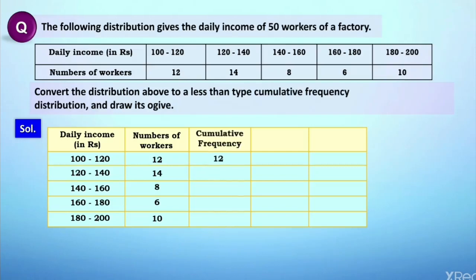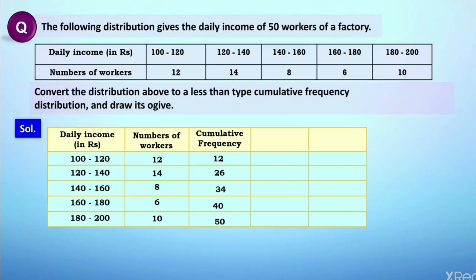Then we add that cumulative frequency to the next frequency, that is 14, and we get 26, which is the subsequent cumulative frequency. Now 26 is added to 8. Once we add 26 to 8, we get 34. After that, we add 6, we get 40, and 40 added to 10, we get 50. Once we get the cumulative frequency of less than type.